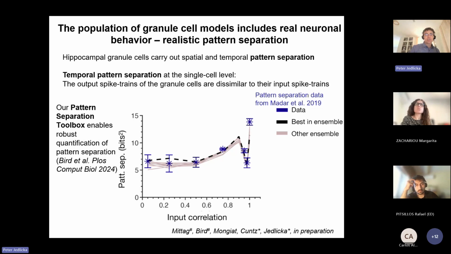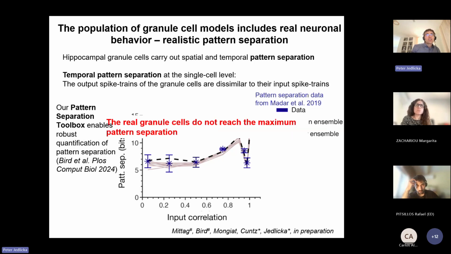But now the important question is the following one. The real granule cells do not reach the maximum pattern separation. I mean, we don't even know what the maximum one is, but in principle, you could go higher, but they don't. And the question is why? So are they maybe suboptimal for pattern separation? That would be maybe surprising, right? If people think that those cells are specialized for pattern separation.